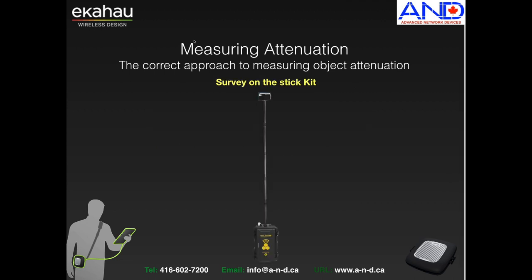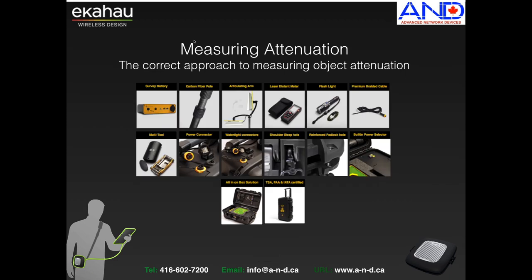This is a typical survey on the stick kit, which includes a pole and a stand for the access point. It's a universal hanging stand. Also, the solution should have the power supply and other equipment to be able to do the proper measurement.